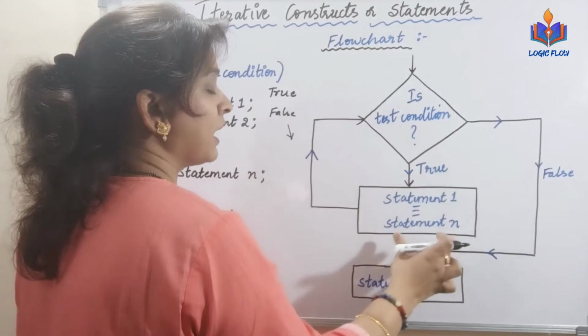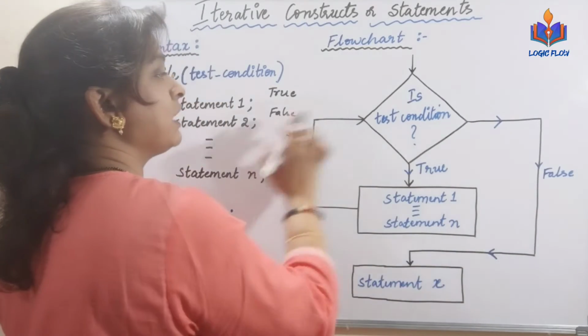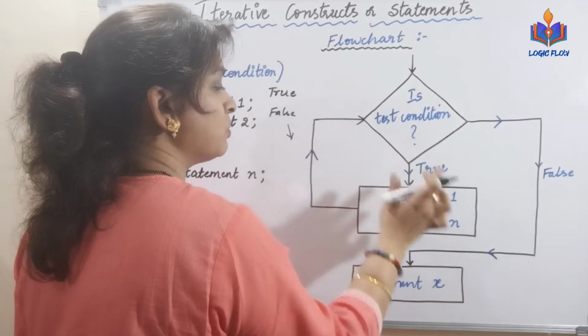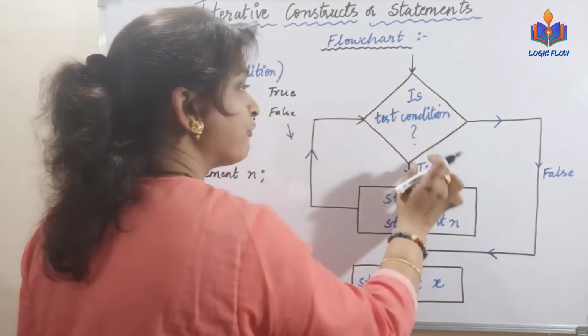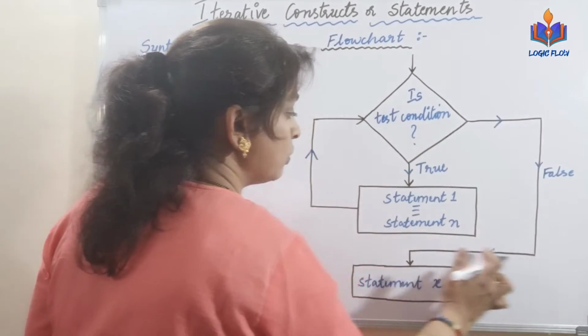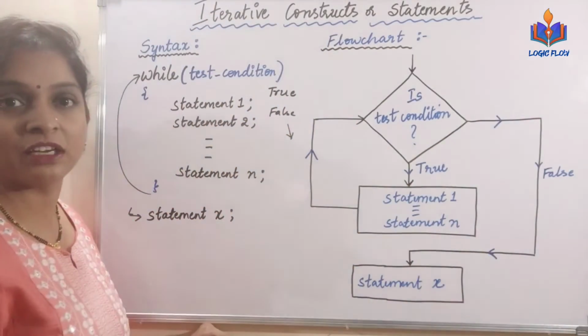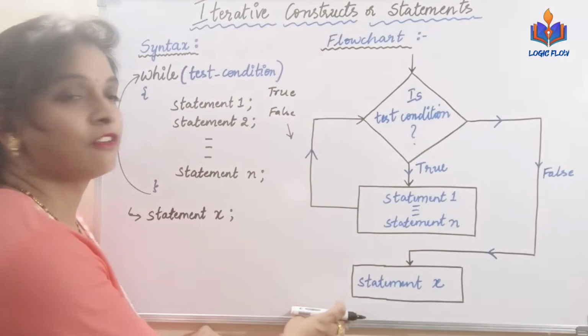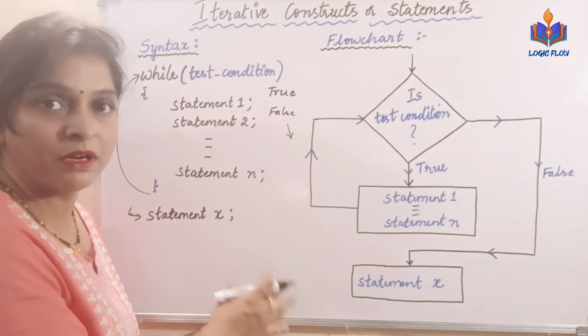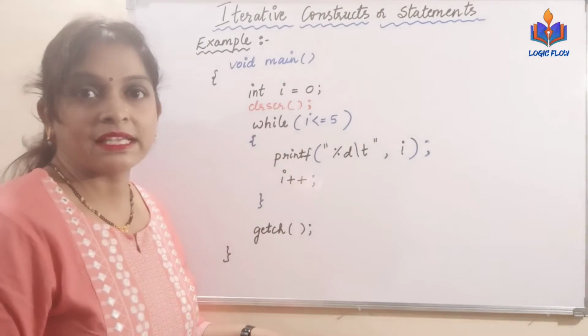If true, again execute the statements. Again loop back, check the condition. True, execute the statements. Loop back, check the condition. If false, come out of the loop and control goes to statement X. Hope you have understood this syntax and flowchart. Let us see a small example code now. So here is a small example code.